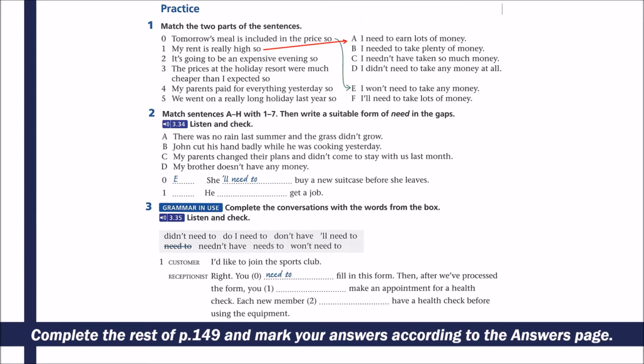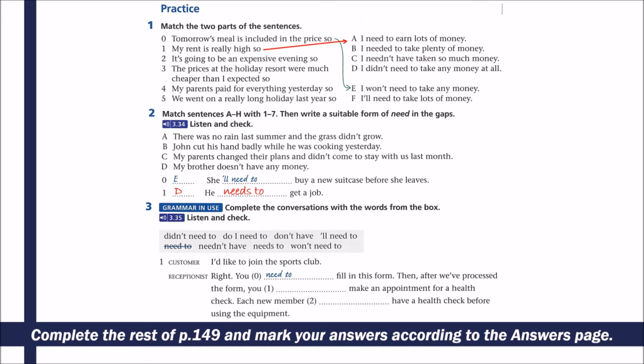So, exercise 2. For this, you have to match the meaning of the sentences and then write the suitable form of need, meaning the right tense of need, in the blank. Question 1 mentions getting a job. People who need to get a job need money. From all the options there, we see only D mentions my brother doesn't have any money, so he is the one who needs to get a job.